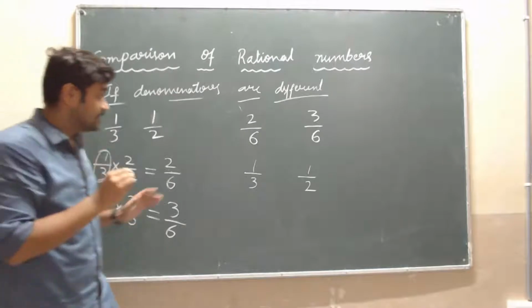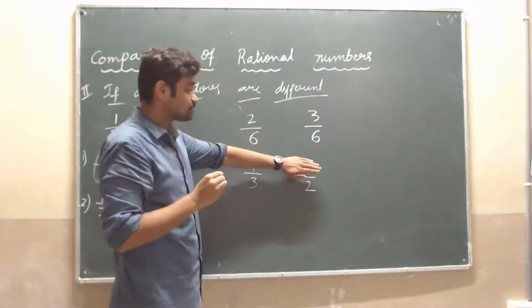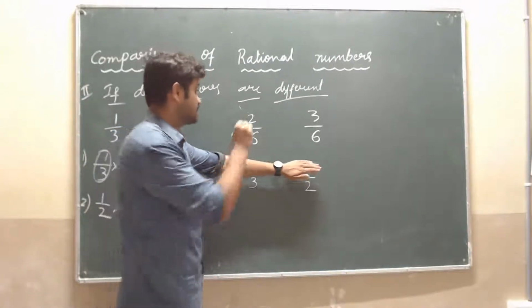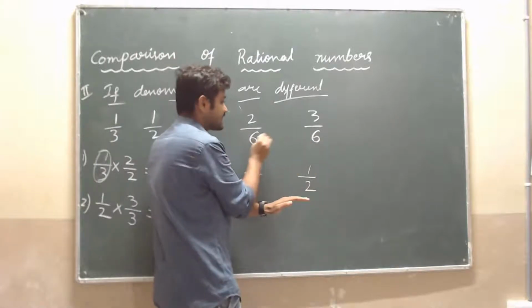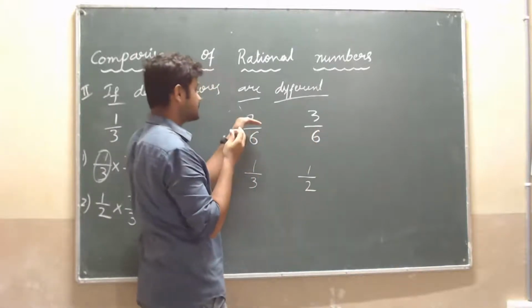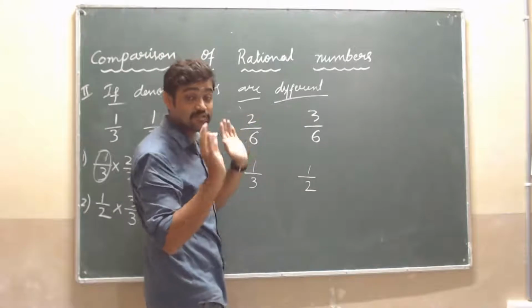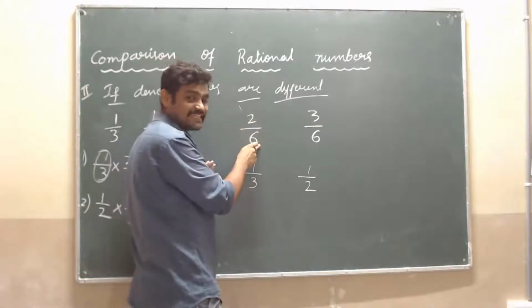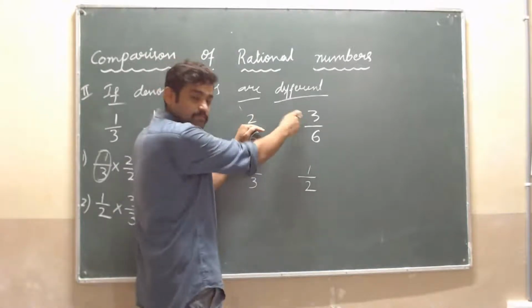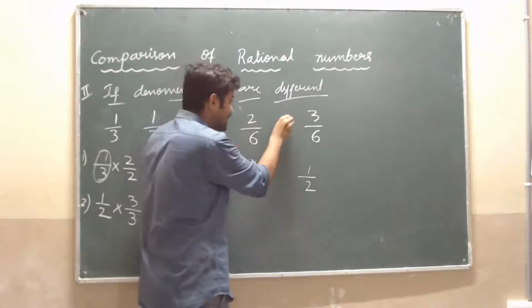Okay, then don't compare these numbers first. See here, if the denominators are the same, then we can compare the numerators. Which one is smaller? That is 2 by 6. 2 is smaller than 3. Then we can use this symbol.